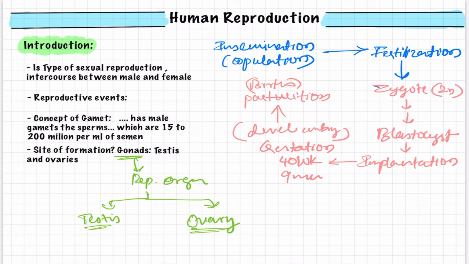One extra point I want to add: if you take the semen, the insemination means the process of transfer of the semen from the male to the female. If you take 1 milliliter of the semen and count all the sperms in it, you will get nearly 15 to 200 million sperms. So in a normal individual, the sperm count is nearly 15 million to 200 million per ml of semen. That is the extra point. With this, let us move on.